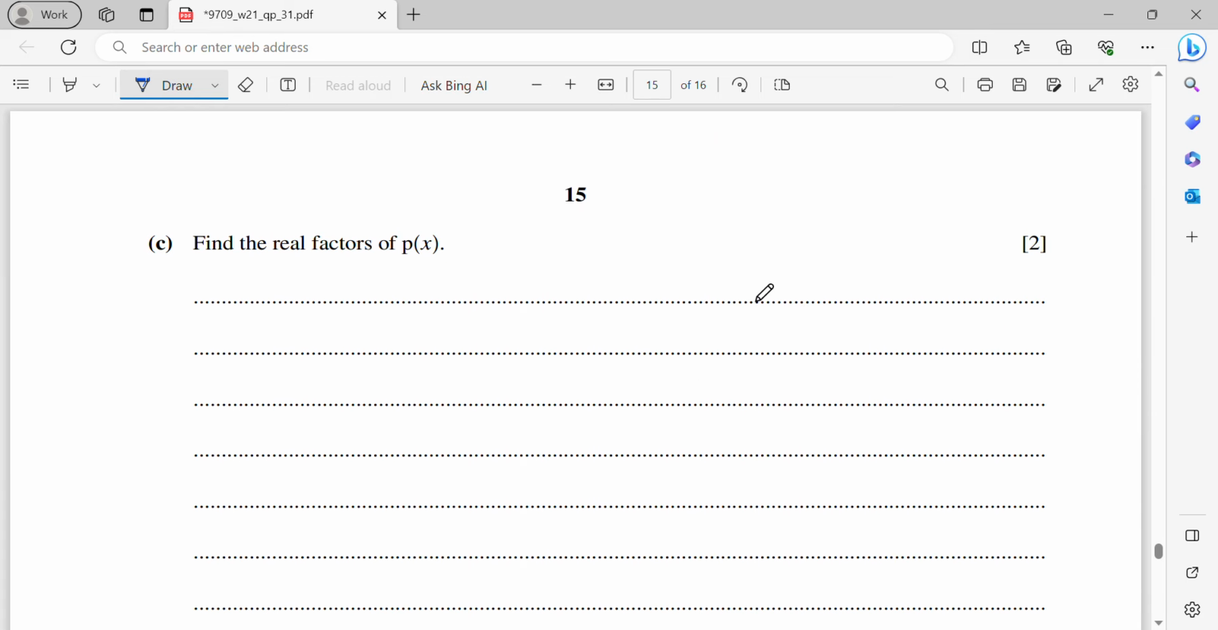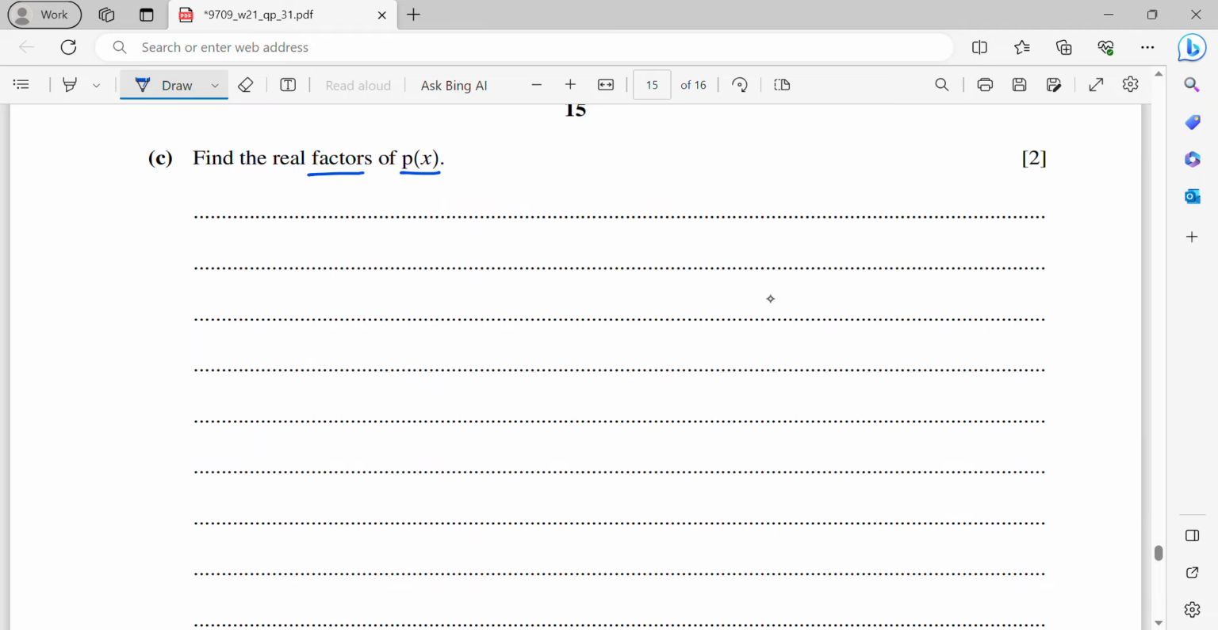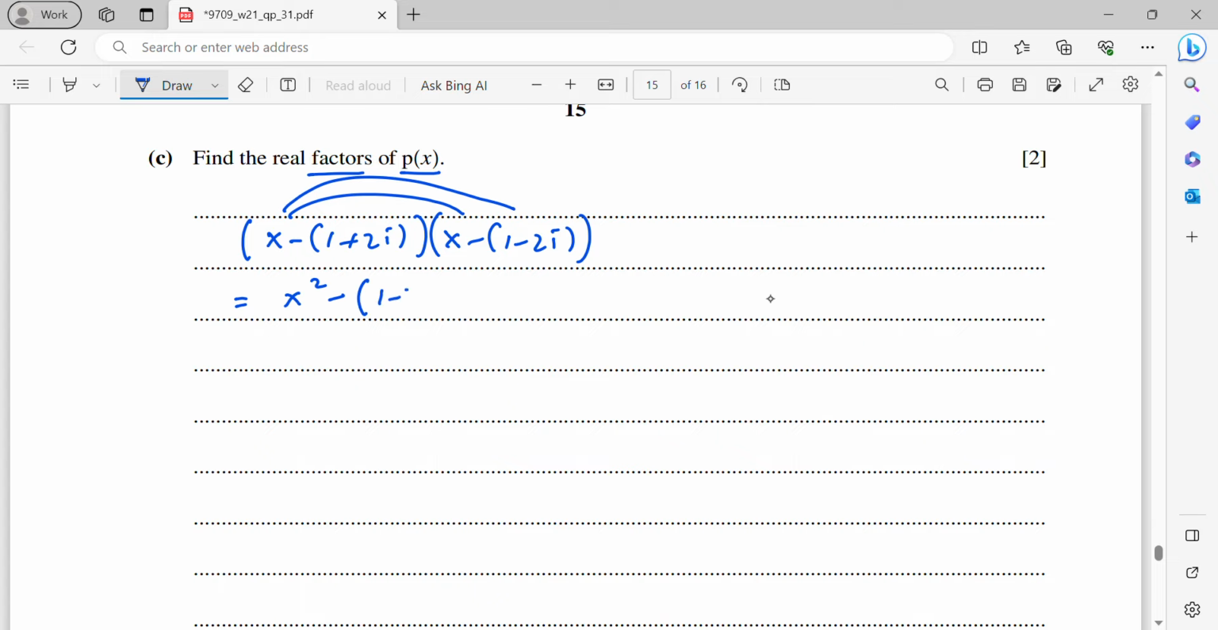Okay, so now find the real factors of p(x). So now we know the first root, x minus (1 plus 2i) just now. And then the conjugate will be 1 minus 2i. So now I need to get the factors first. So now I will do expansion. So x squared minus, minus 1 minus 2i times x. Then this expansion minus, again it is minus x brackets 1 plus 2i.